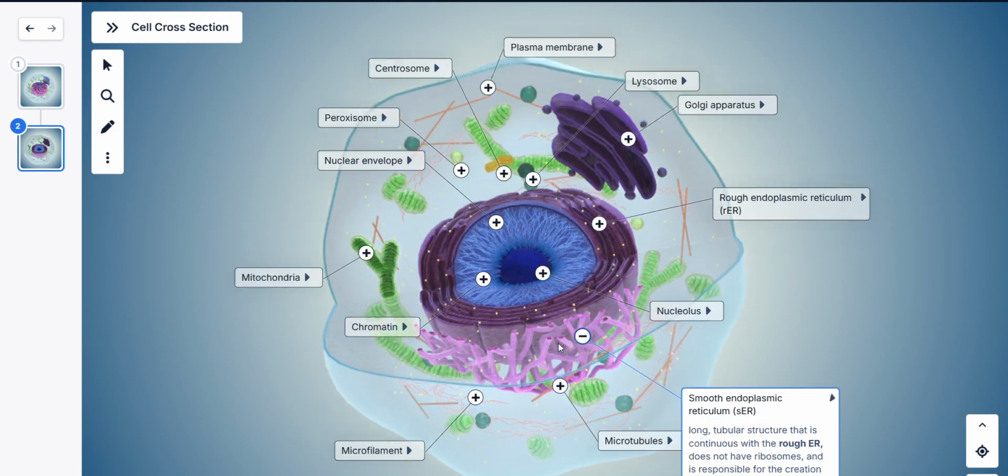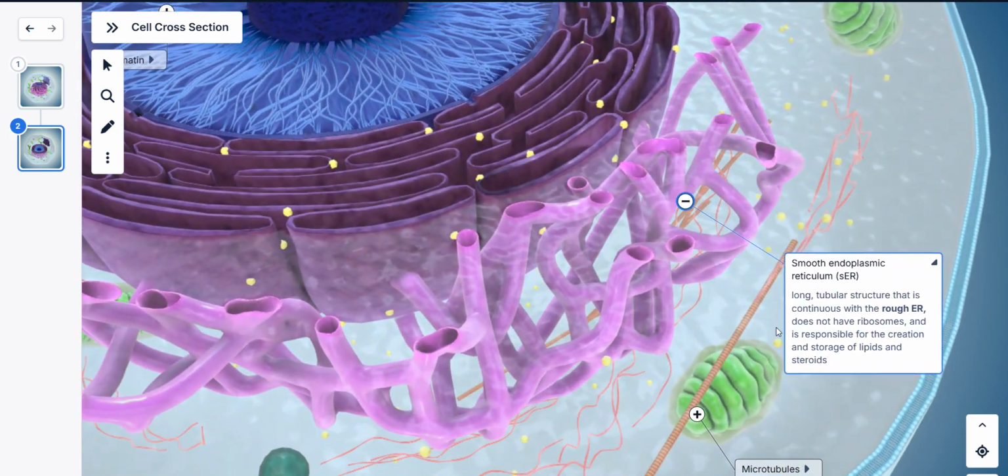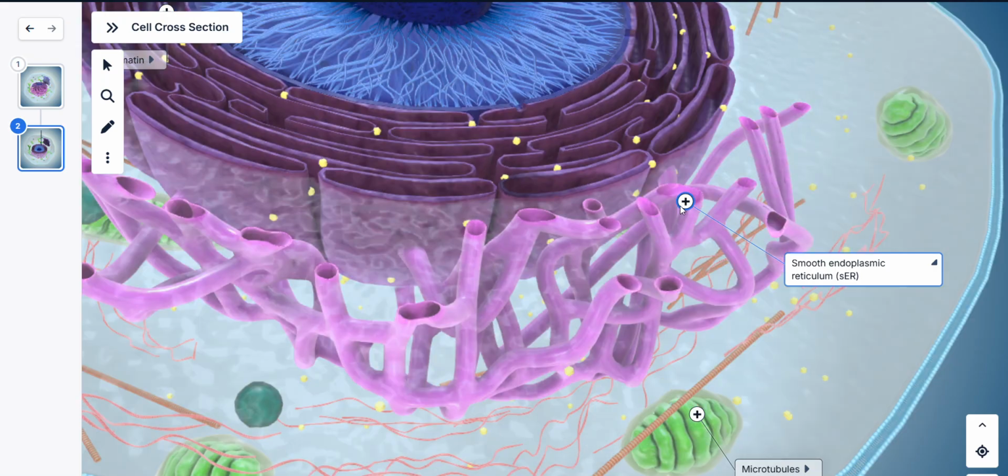Okay. So there is one thing that remains, the smooth endoplasmic reticulum, the long tubular structure that is continuous with the rough endoplasmic reticulum. It does not have ribosomes and is responsible for the synthesis and storage of lipids and steroids. So these are the things.